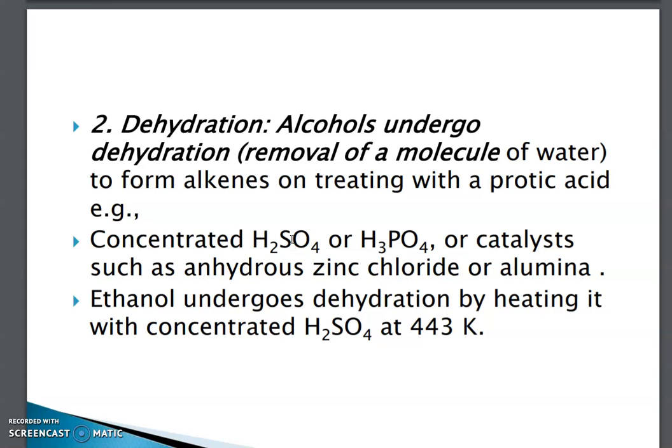The next type of reaction is dehydration reaction. What is dehydration? Removal of water. Removal of water gives alkenes on treating with protic acid. Protic acid means acids which have the ability to donate hydrogen. So concentrated H2SO4 and H3PO4, that is sulfuric acid and phosphoric acid, are used in the reaction, or catalysts such as anhydrous zinc chloride or alumina we can use. So in the reaction, we can see the example.